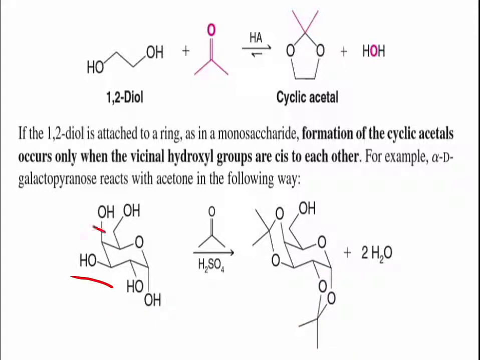Again see these 2 OH groups. Here the axial one is like this. This is the axial down. So this OH is equatorial up, so this one is in the up position. And this one is axial up, so this hydroxyl group is also in the up position. So these two vicinal OH groups are cis to each other. That's why these two can also form a cyclic acetal.